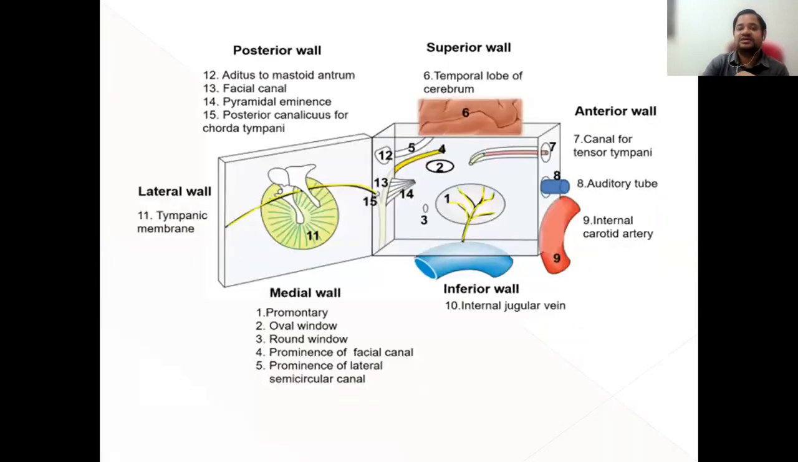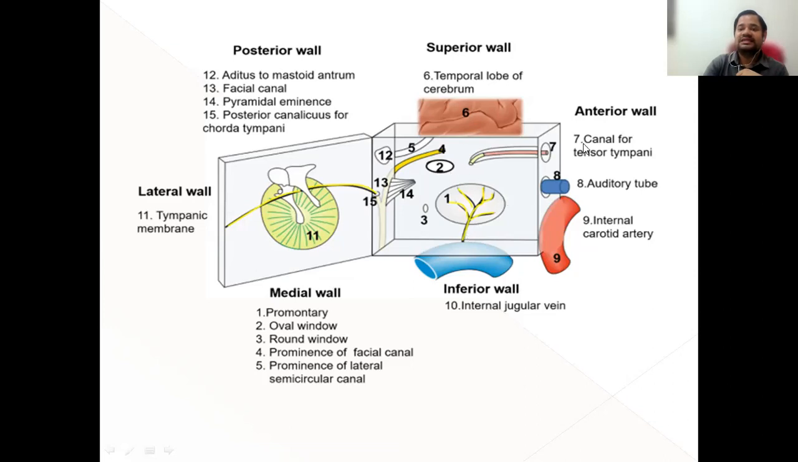So as I have already told you, if we consider this a box, we can open the box separately, we can name the walls, and we can understand the contents also. Like you can see, this is a very nice diagram to understand the middle ear. If you want to see the roof part, you can see number 6, the temporal lobe of the cerebrum, is present above the superior wall or roof. On the inferior side, the related organ is the internal jugular vein and a foramen for the opening for transfer of nerve.